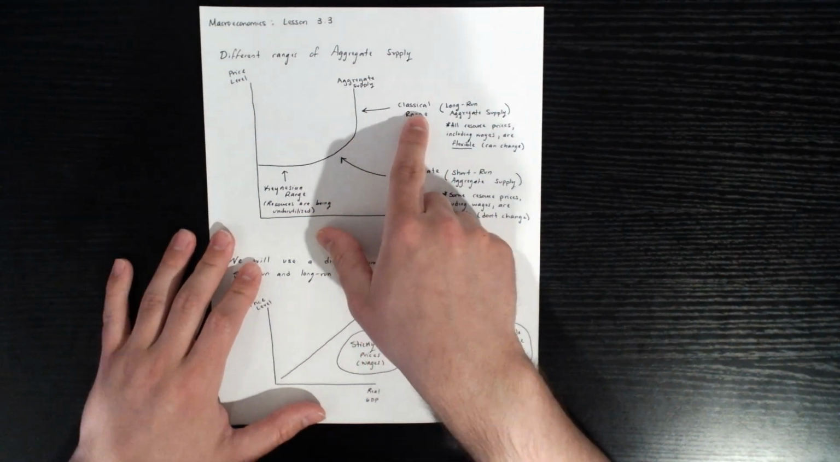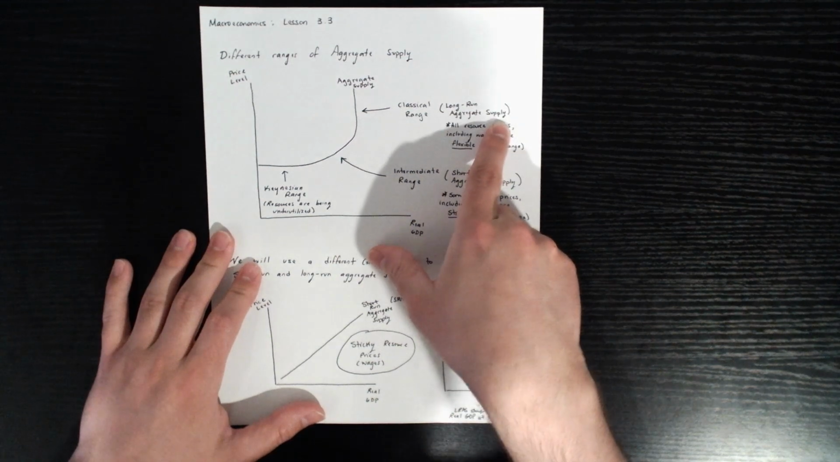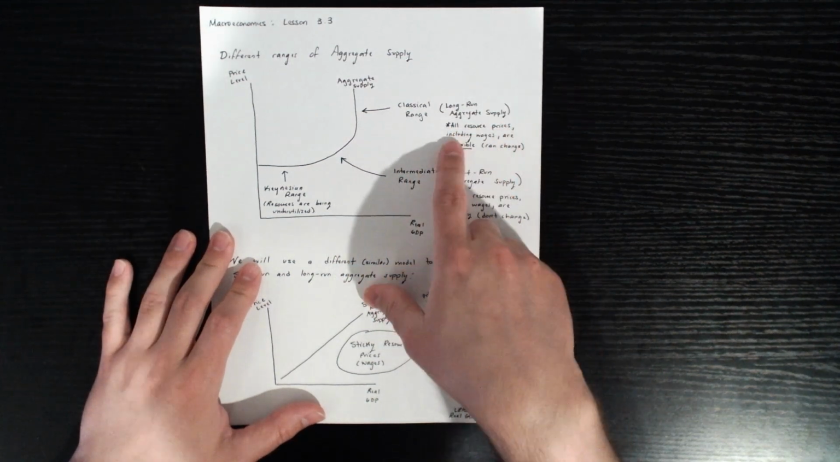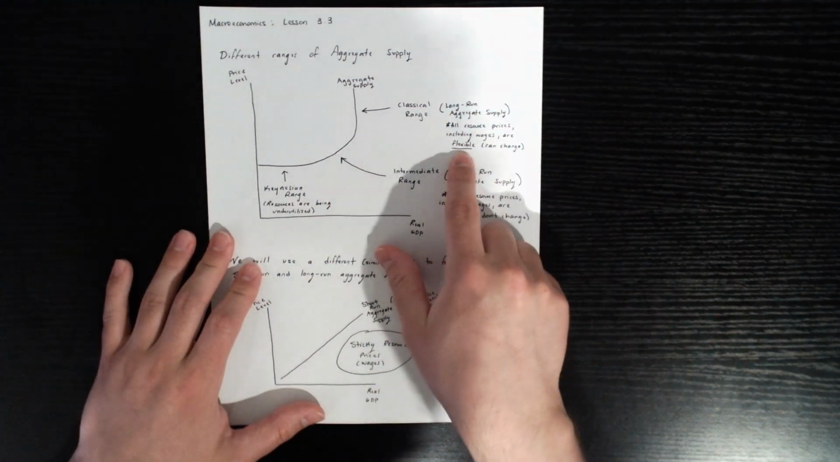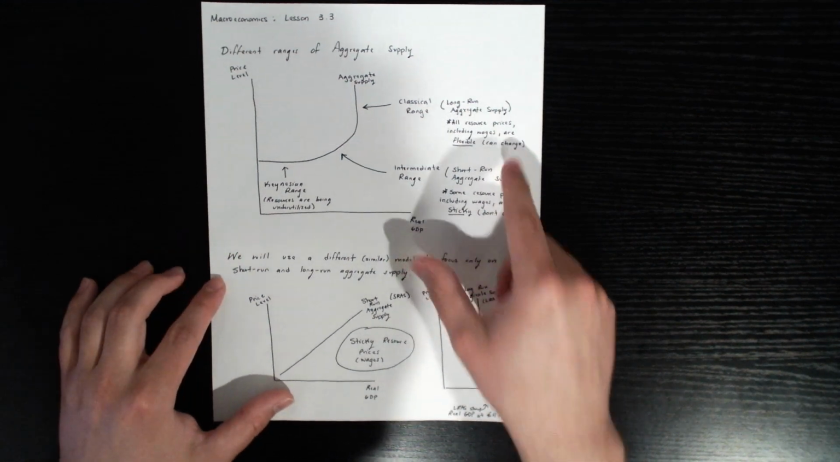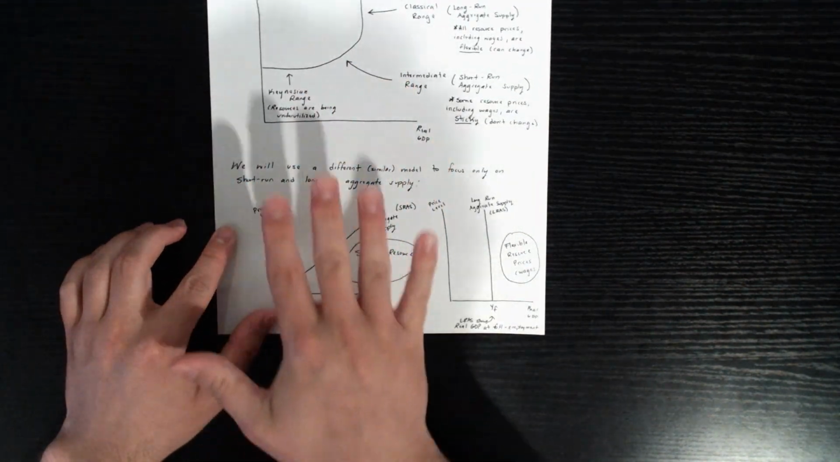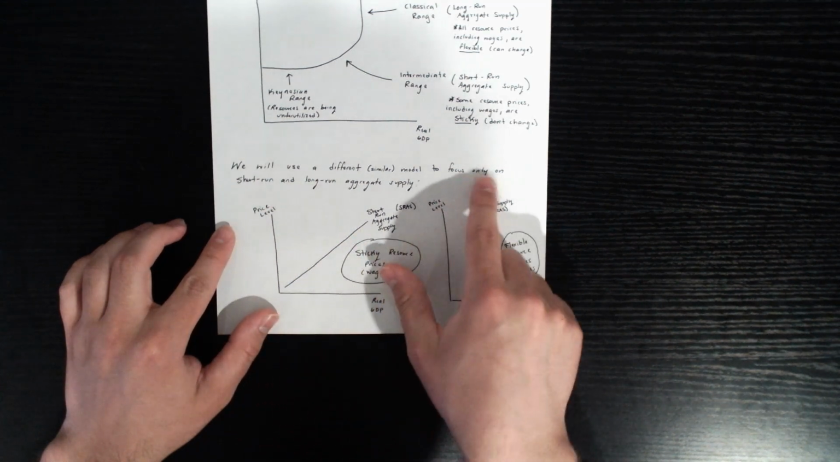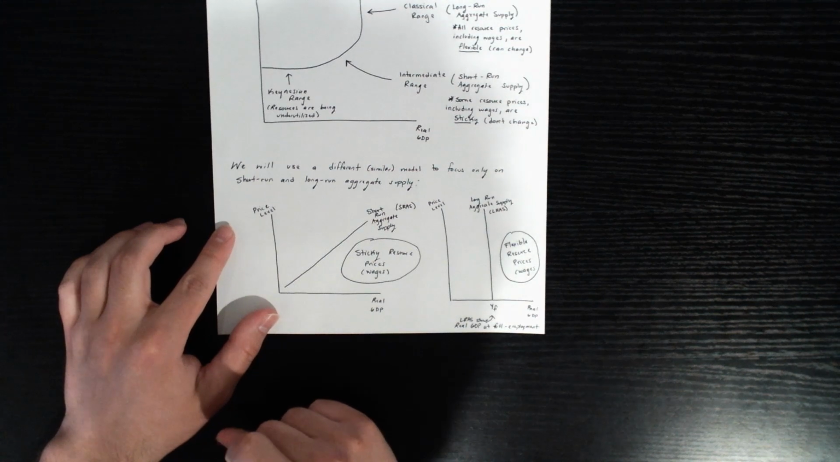Finally, we have the classical range, which we're going to call the long run aggregate supply. And in this range, all resource prices, including wages and everything else, are flexible, which means they can adjust, they can change. We're going to be using a similar model, but changing it up a bit to focus only on short run and long run aggregate supply.